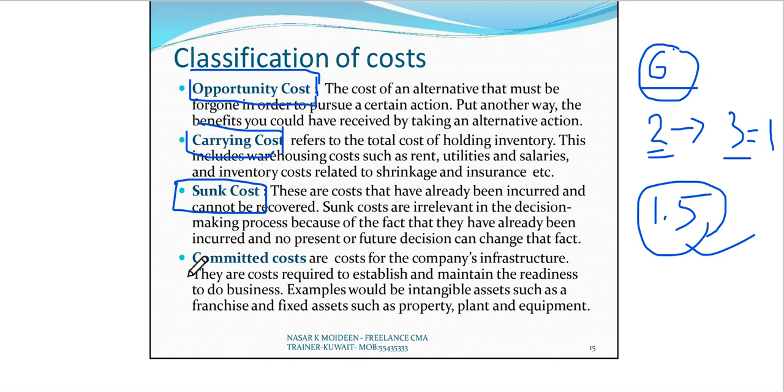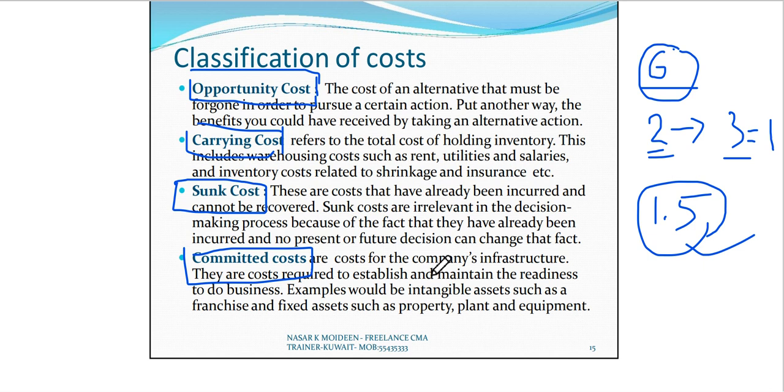Then we have committed cost. These are the costs for the company's infrastructure. If you want to make your business ready for doing your actual operation, you need building, you need equipment, plants, furniture. All these costs, in another way, we can call committed cost. These costs are committed to do my business. Mostly it is investment in your fixed assets or franchise to run this business.